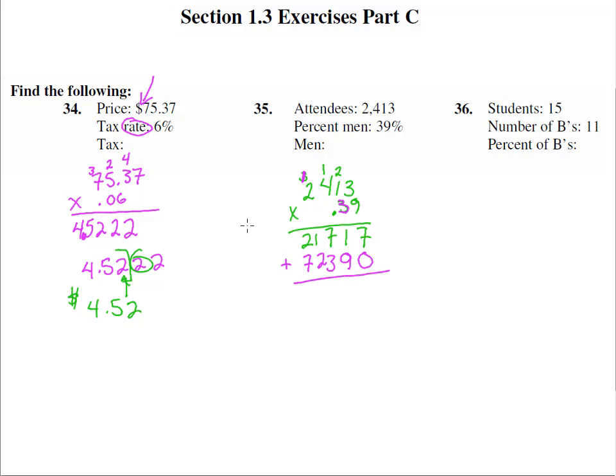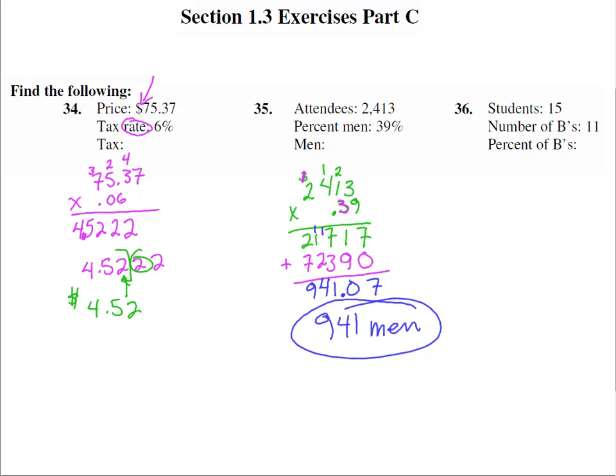Now we add these together and we end up with 7 plus 0 is 7. 1 plus 9 is 10, carry the 1. 3 plus 7 is 10, plus 1 is 11. 2 plus 1 is 3, plus 1 is 4. And 7 plus 2 is 9. And there are 2 decimal places in the original problem, so we're over here at 2. So 941.07, but we're talking about the number that are men. So 941 men. Wow, that means there are a lot more women there.